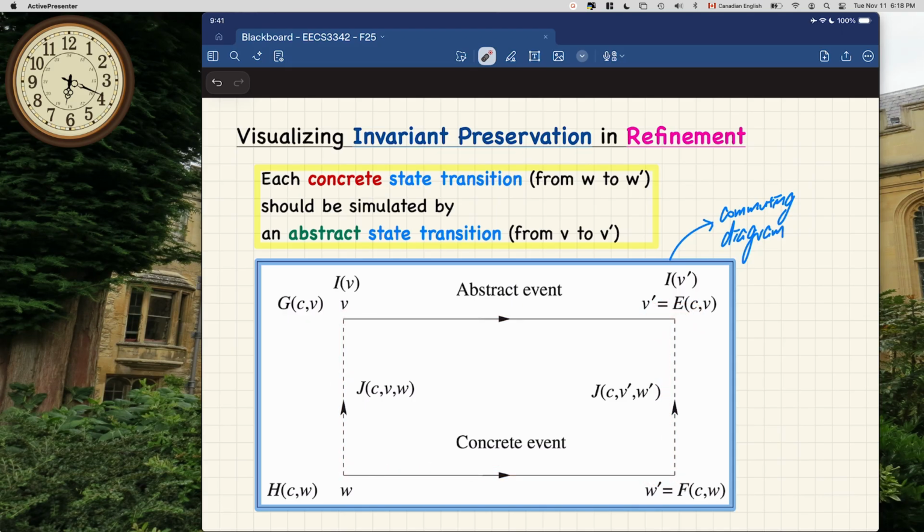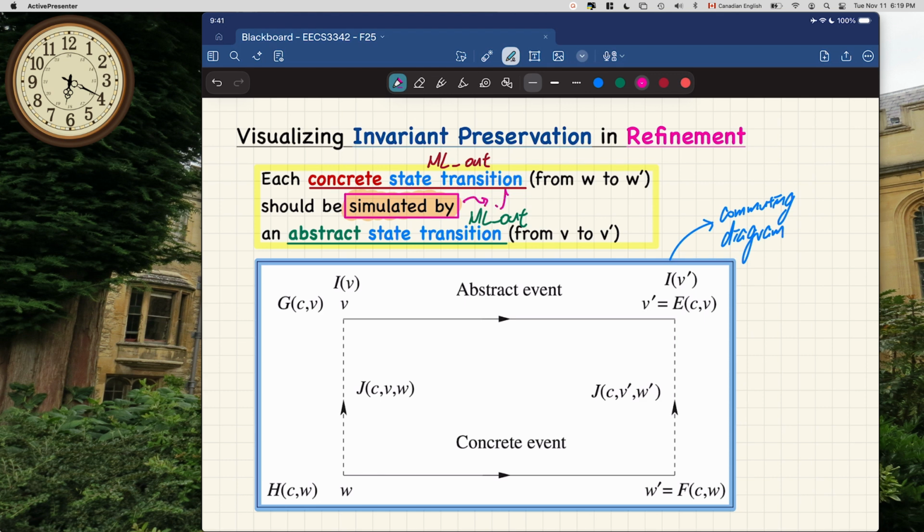But let's now understand this. So we talk about concrete versus abstract. Let's use ML out, for example. So we talk about 2 transitions here. We got the concrete state transition, a concrete version of ML out, and also the abstract state transition, which is also ML out. And there is a special term, simulated by. Another way to phrase it more intuitively, I'll put it here: simulated by, found correspondence.